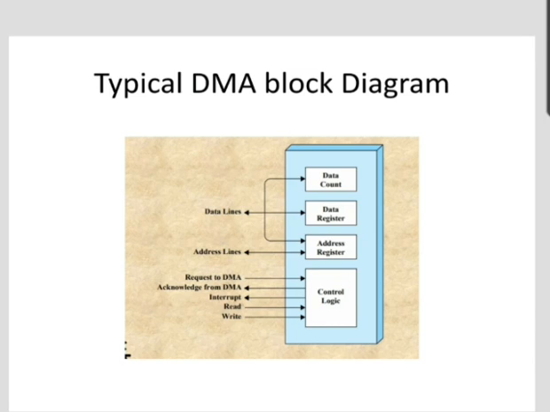On completion of the request, the DMA module sends an interrupt signal to the CPU. In DMA mode, the CPU intervention is limited to the beginning and end of the transfer. While DMA is busy in data transfer, the CPU can execute another program.